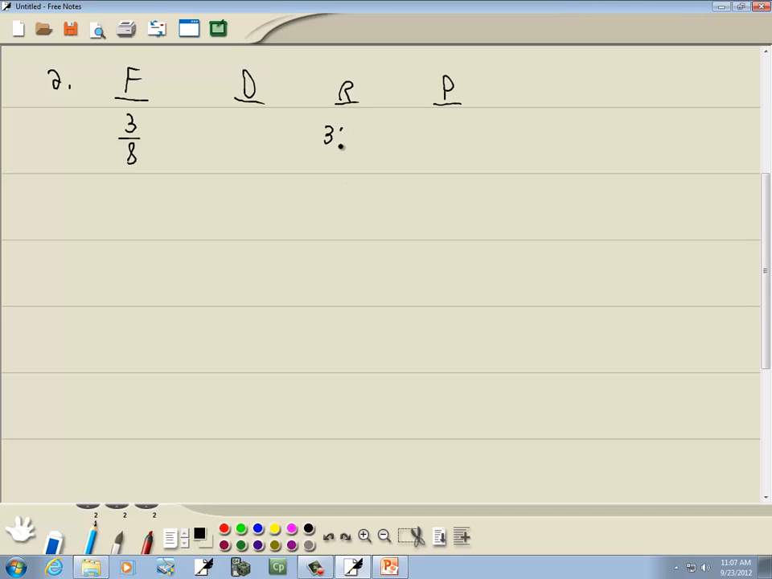Well, ratio is easy. That'd be 3 to 8. Let's look at our decimal. So divide 3 by 8. Put on a decimal and a zero. Here's where our decimal point goes. And 8 goes in 30 three times. 3 times 8 is 24. Subtract that, we get 6.